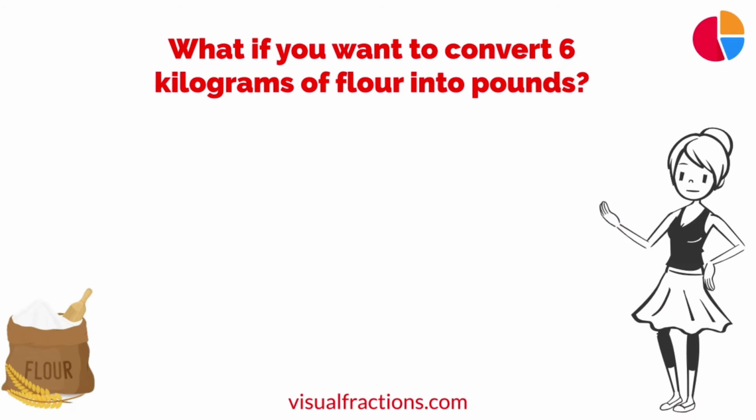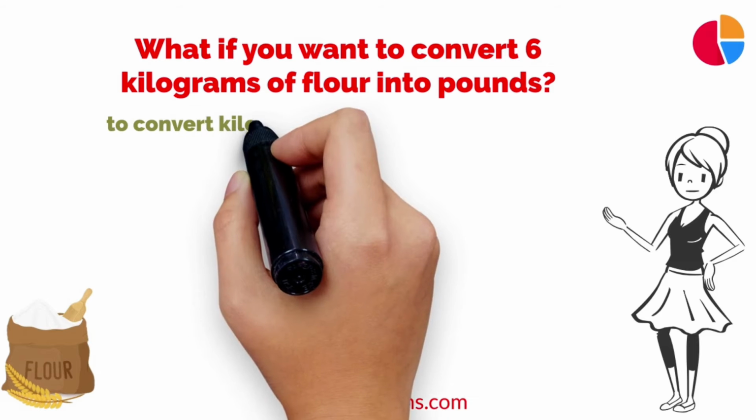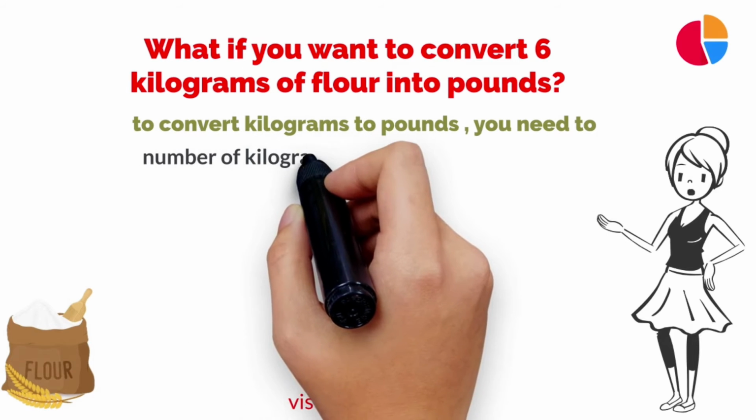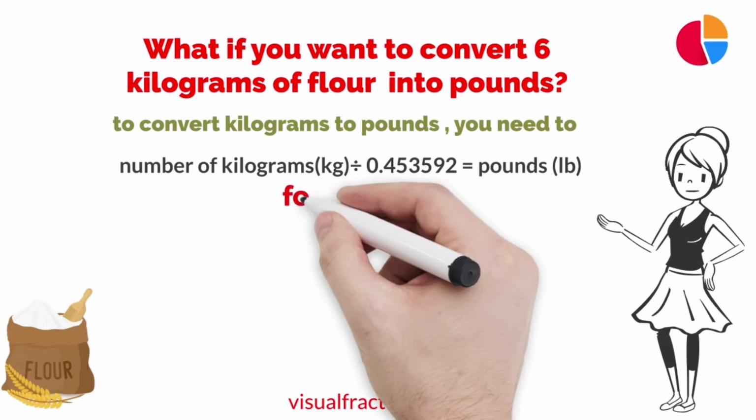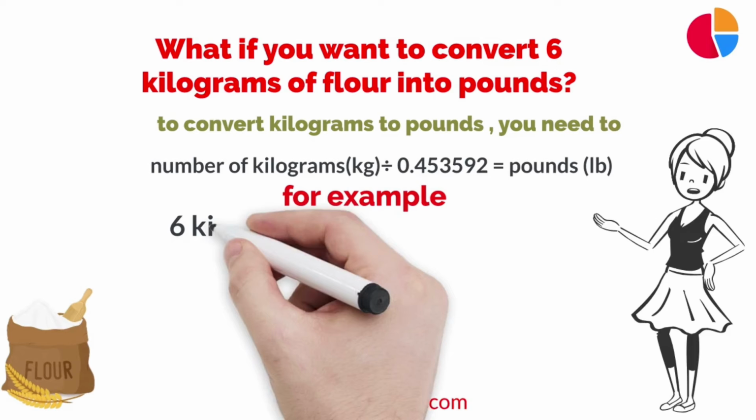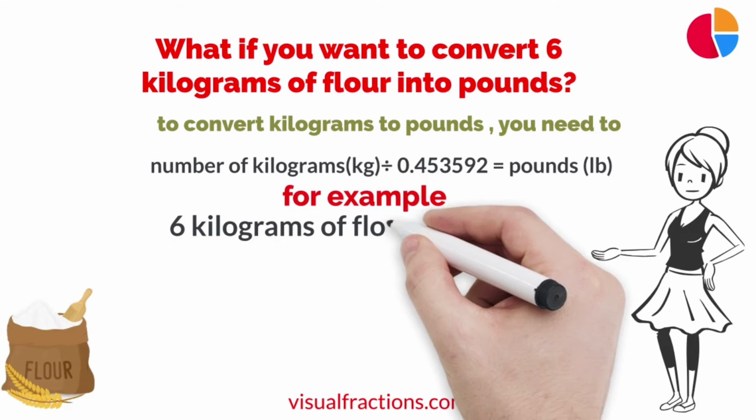But what if you want to convert 6 kilograms of flour into pounds? No worries, it's just as easy. To convert kilograms to pounds, you need to divide the number of kilograms by the conversion factor of 0.453592. Let's walk through an example of how to convert 6 kilograms of flour to pounds.